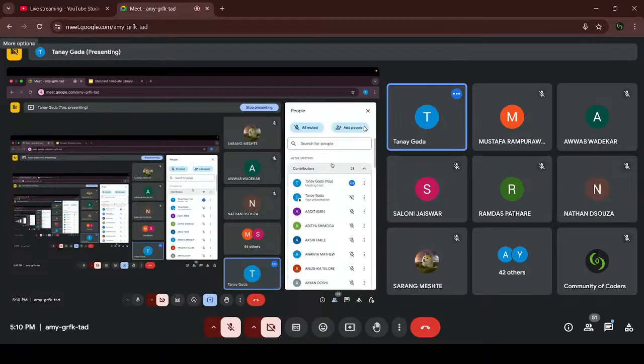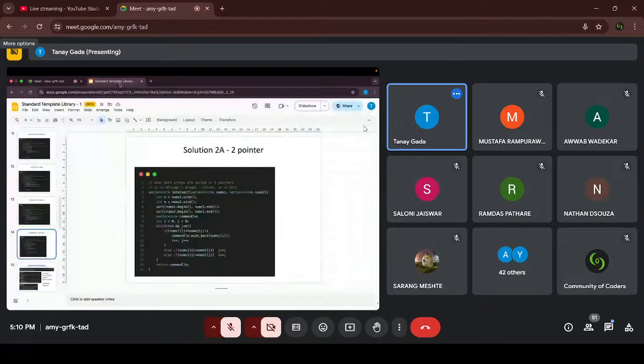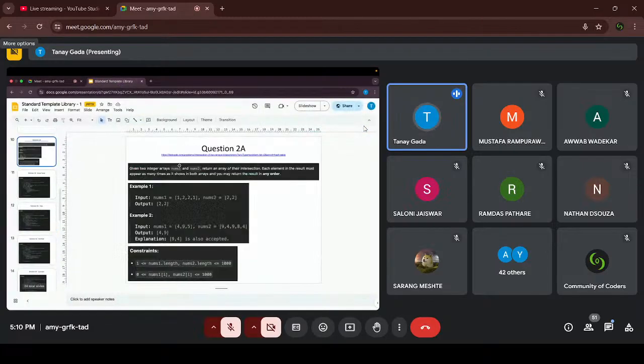Also, what if nums1 and nums2 were sorted? Two pointers approach, maybe. Are you all familiar with the two pointers approach, or only a few? Mostly. Okay.